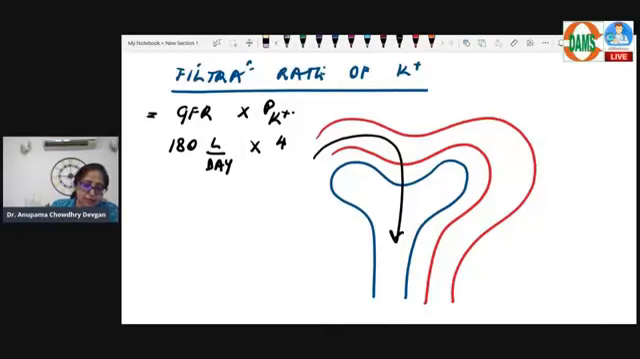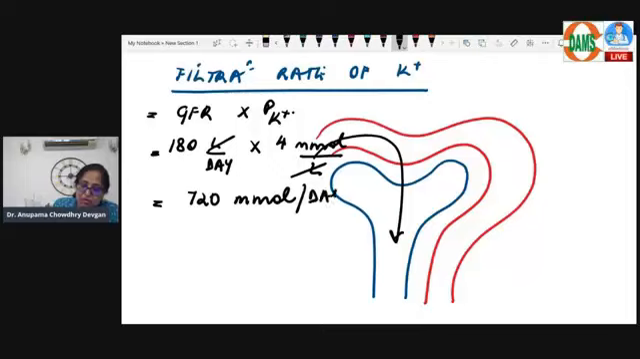That is the potassium level. Liter and liter get cancelled. If I solve this, 720 millimoles of potassium is being filtered per day, much less than sodium. Sodium was 25,200. This is just 720 millimoles of potassium per day.